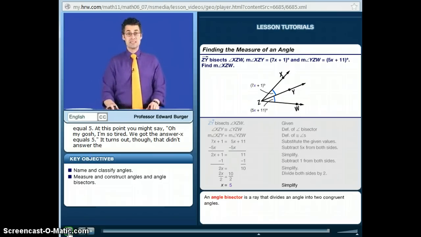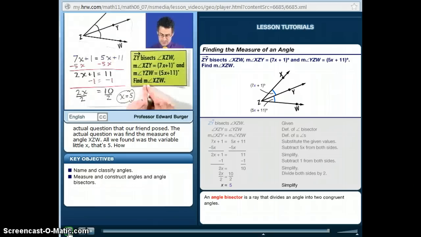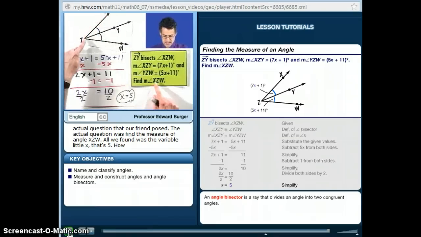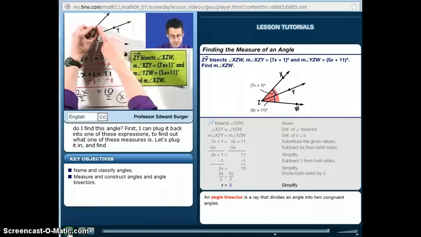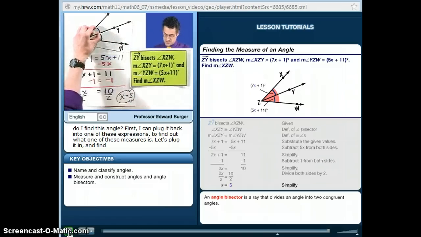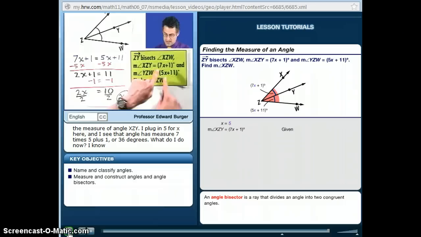But it turns out that didn't answer the actual question that our friend posed. Because the actual question was, find the measure of angle XZW. All we found was the variable little x. That's 5. So how do I find this angle? Well, first I can plug it back into one of these expressions to find out what one of these measures is. So let's actually plug it in and find the measure of angle XZY. I'd plug in 5 for x here, and I'd see that that angle has measure 7 times 5 plus 1, or 36 degrees.